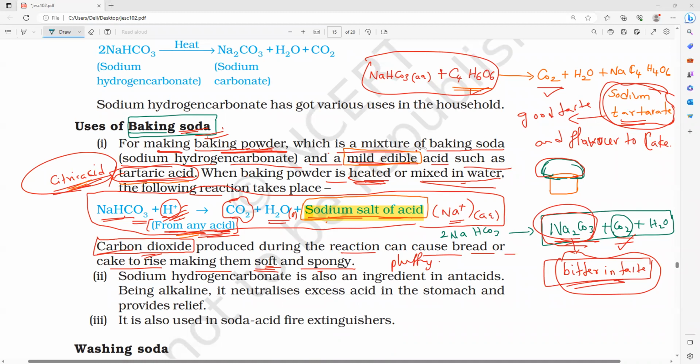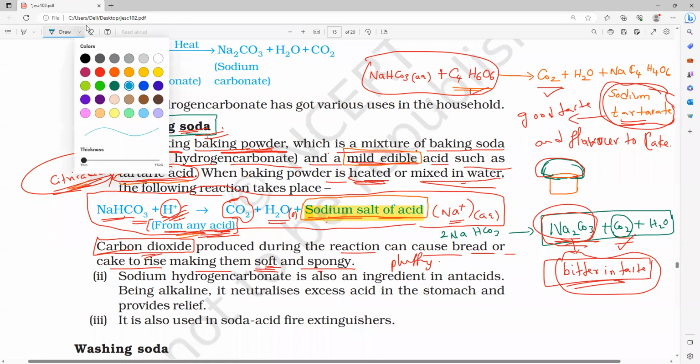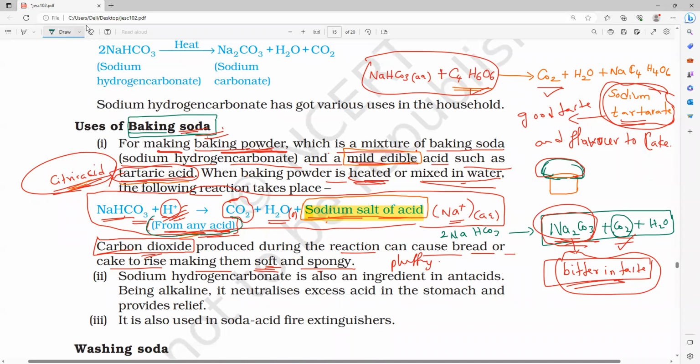But if I add baking powder, who is containing baking powder? Acids. What acid? It may be an edible acid, an eatable acid. You should not add sulfuric acid. Is it possible to add sulfuric acid? Is sulfuric acid an eatable acid? No, sir. Organic acids are the eatable acids. Understand? Yes, sir. Organic acid.